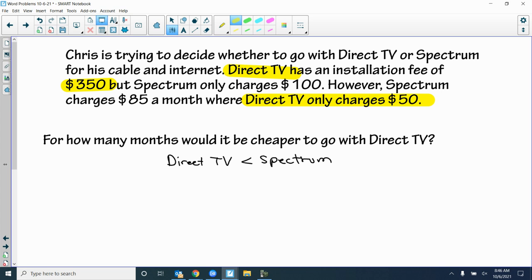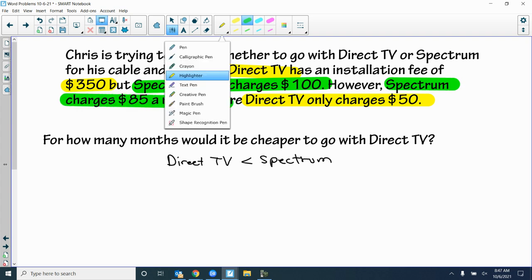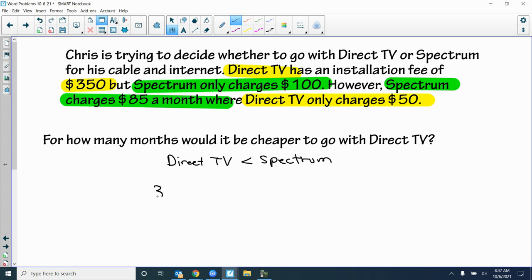So they don't have everything together. They got things a little bit spread out. So we just got to make sure we get everything in the right spots. Spectrum charges $100, and then Spectrum charges $85 a month. Okay, so in this case, $350 is my installation fee plus $50 a month. I'm going to use 50M. You can use X. That's fine. All right, it's less than.